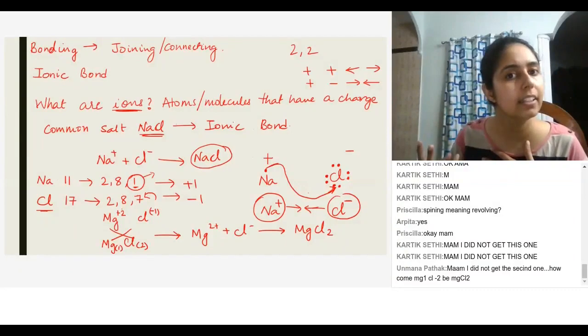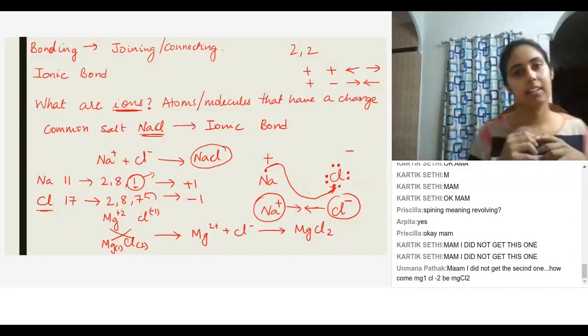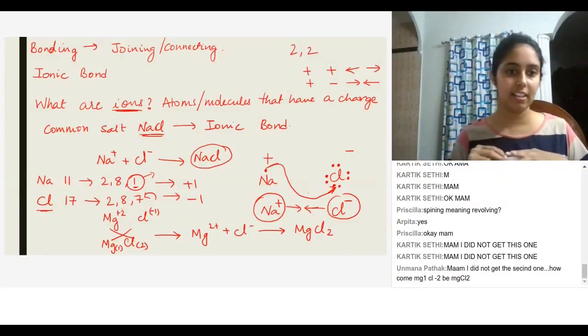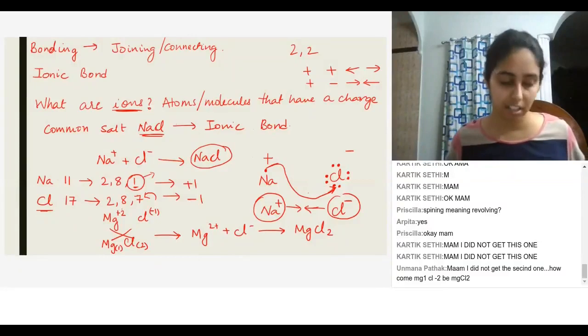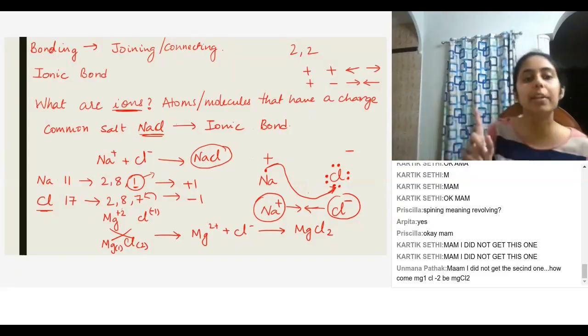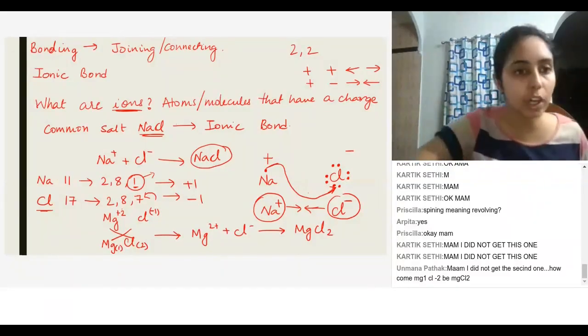Yes, ma'am. Thank you. No, ma'am, I did not understand that. But why is it in the back? Okay, now I understood. So after the chlorine adds one more, when it needs one more, that's why it's magnesium Cl2, magnesium chloride 2. Okay, I'll explain it one more time because a lot of students did not get it.